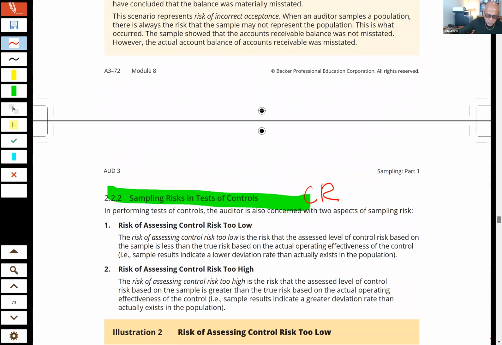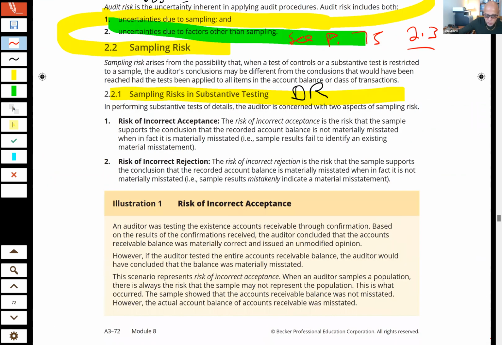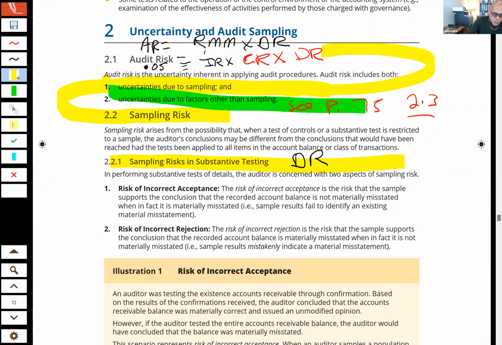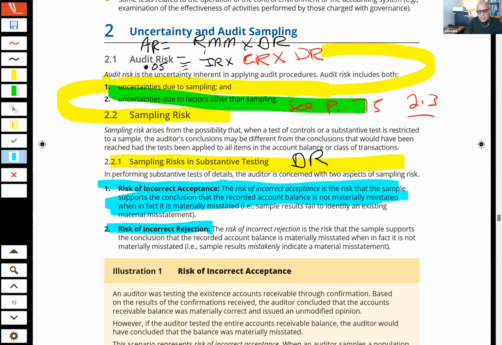When we look at this, we can break our detection risk being affected by audit sampling into two further categories. One is the risk of incorrect acceptance. The other is the risk of incorrect rejection. The risk of incorrect acceptance is the risk that the auditor will give an unmodified, unqualified opinion based on the results of the substantive testing sample, when in fact the auditor should have qualified or given an adverse opinion.